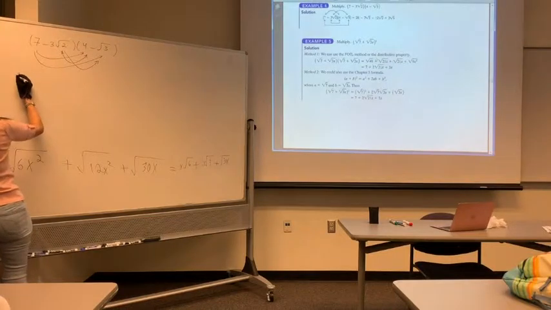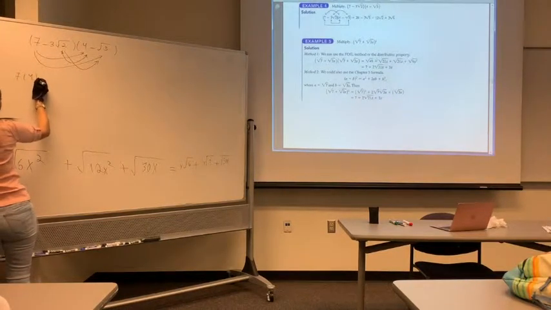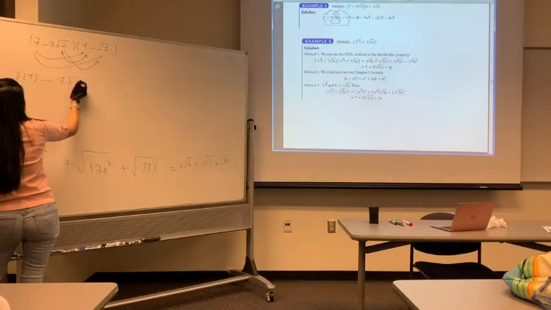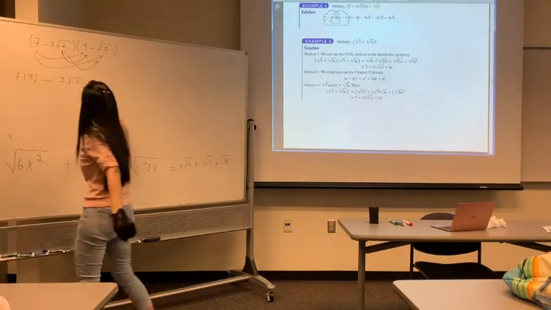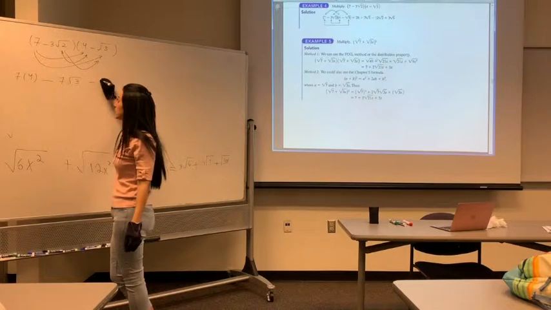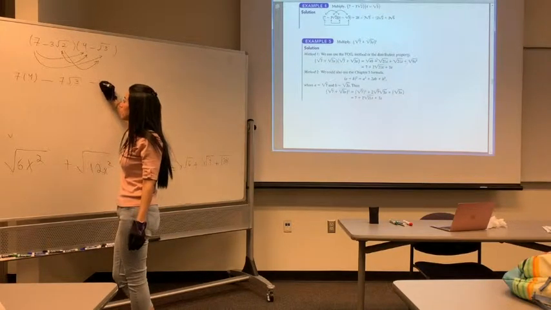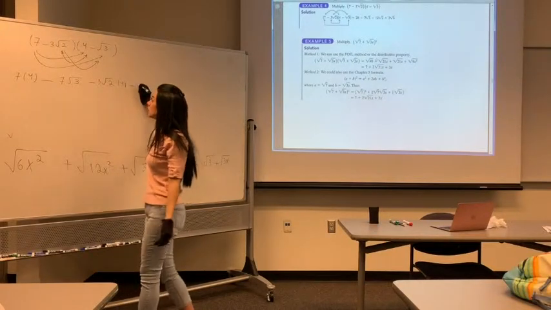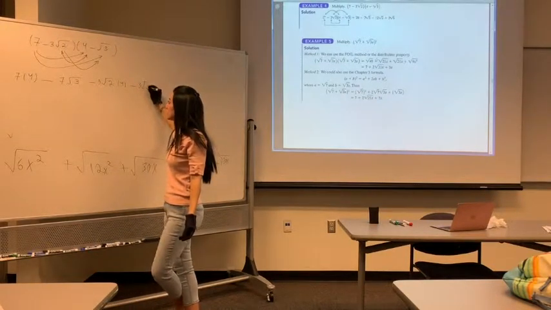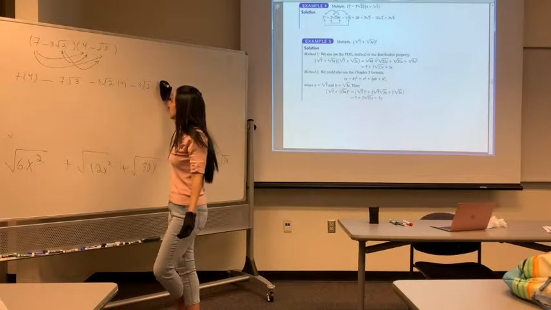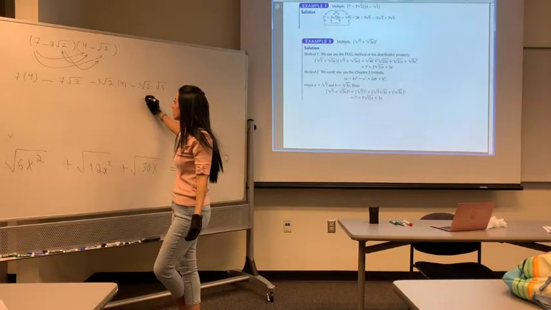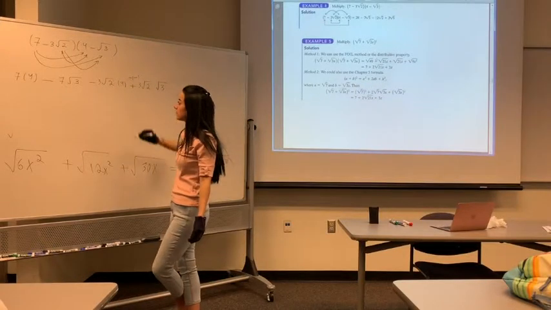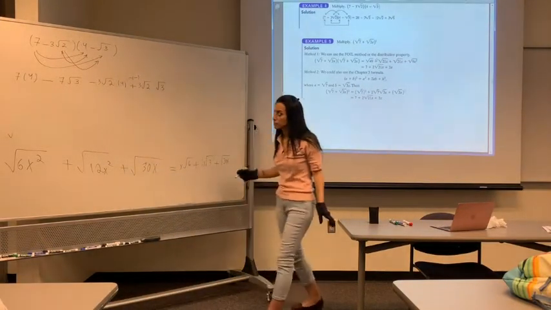So 7 multiplies to 4, minus 7 multiplies to radical 3, then minus 3 radical 2 multiplies to 4, minus 3 radical 2 multiplies to radical 3. Oh, this becomes positive because negative multiplies to negative is positive. Am I right?